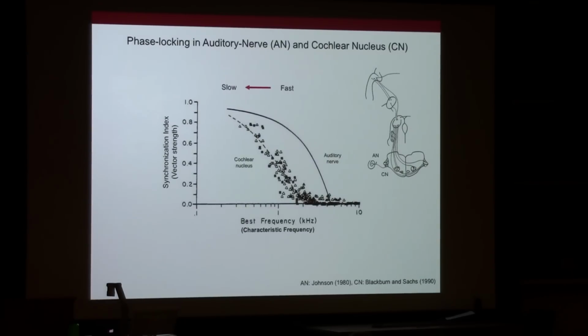Now, if you repeat this measurement in the next stage, called the cochlear nucleus, that's here, you look at this curve, it goes this way. What does it mean? That means the ability of a neuron in the next stage, the cochlear nucleus, to follow or phase lock to a sinusoid is worse, right? Now you can only follow up to several hundred hertz, and at 2 kilohertz it is completely gone. Okay, why is this? There's a long story, I'll give you a short answer. That is, when inputs go from here to here, there's a temporal integration.